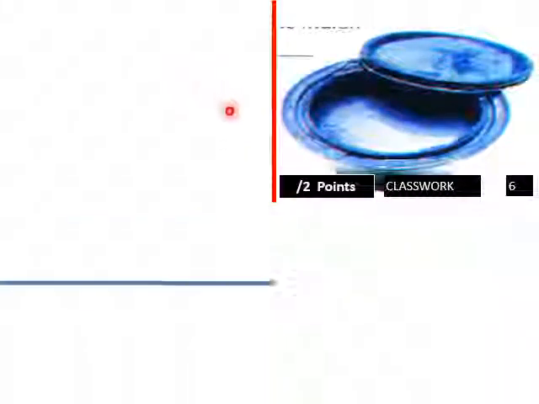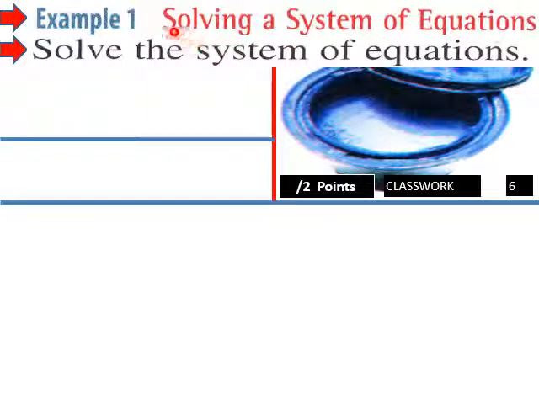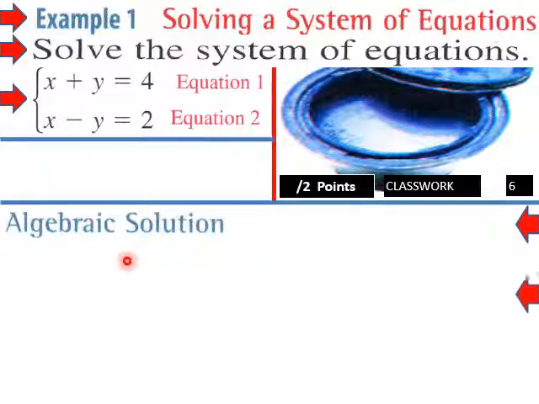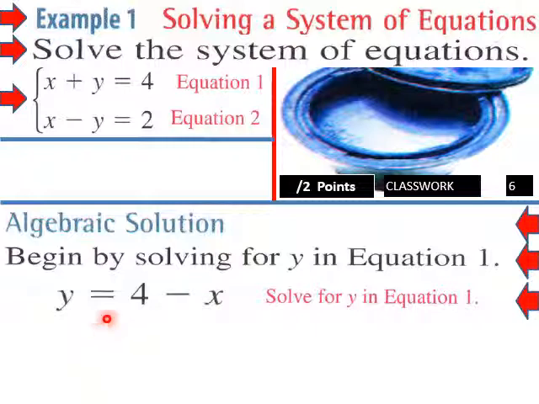Okay, so let's solve a system of equations. Here's our system: x plus y equals 4 is equation 1, and x minus y equals 2 would be equation 2. For an algebraic solution, begin by solving for y in equation 1. When we solve for y in equation 1, we get y equals 4 minus x.